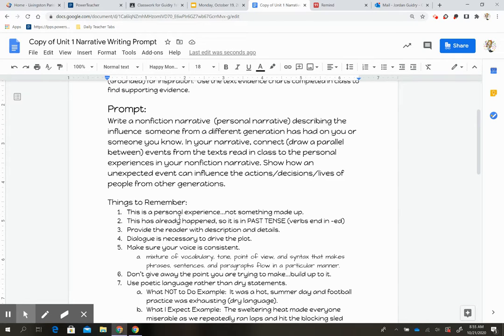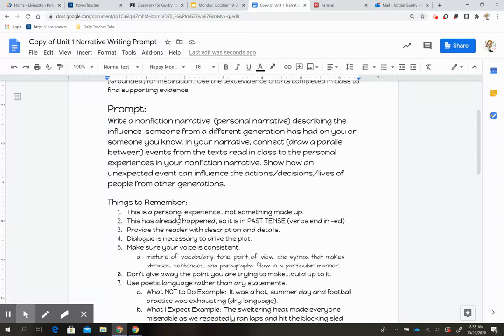It could be a coach, a parent, a grandparent, an aunt or uncle, an older cousin. It could be anyone that you have learned a lesson from. That lesson can be something like how to brush your teeth or how to drive a car or a boat.